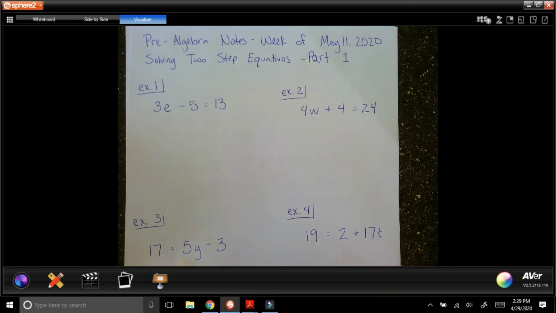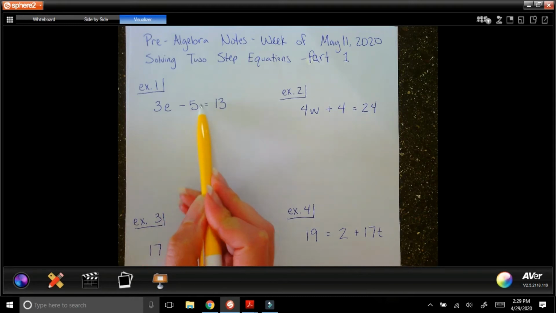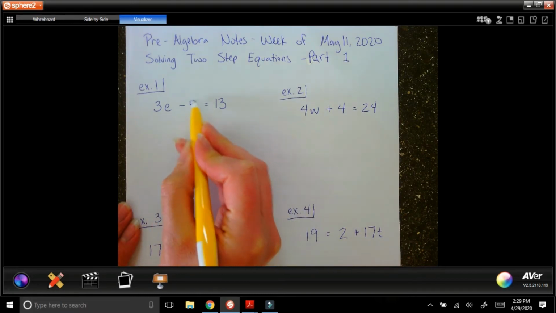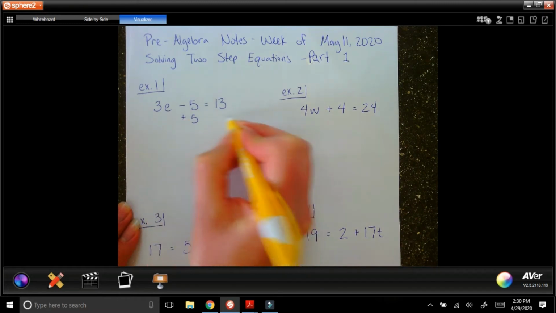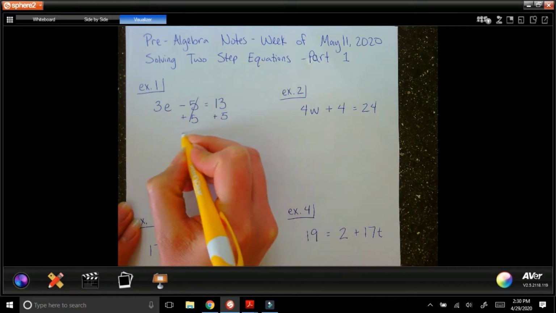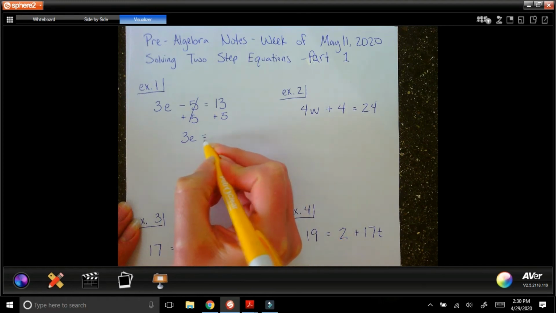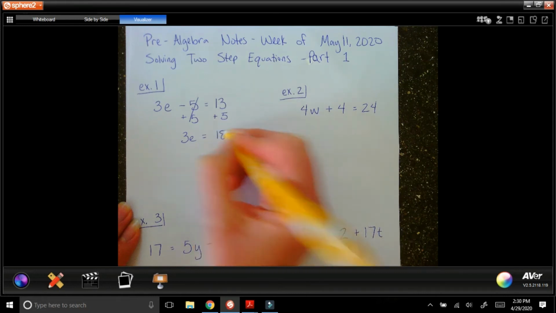Here we go. For two-step equations, you're going to have a number multiplied by a variable and then something else either added or subtracted. What you need to make sure that you do first is get rid of the number that's being added or subtracted. So in this case here, I'm going to add 5 to each side of the equation first. So that will cancel out and make this just 3e plus 0, or 3e for short. And then 13 plus 5 is 18.